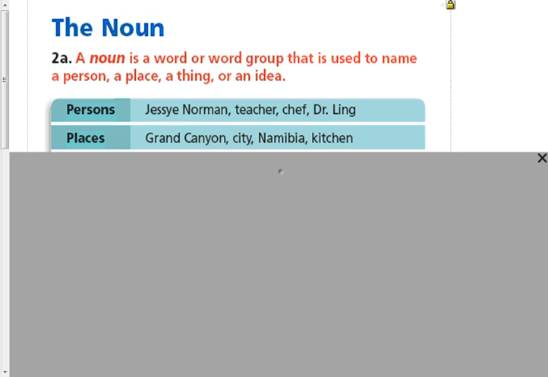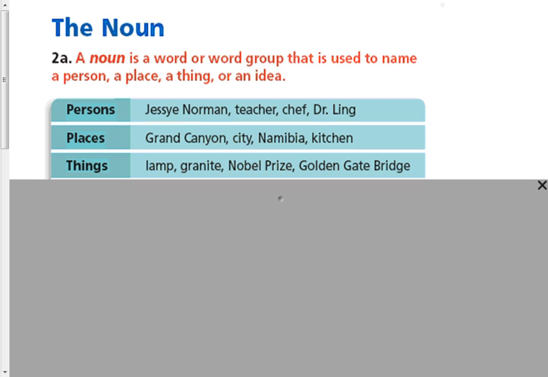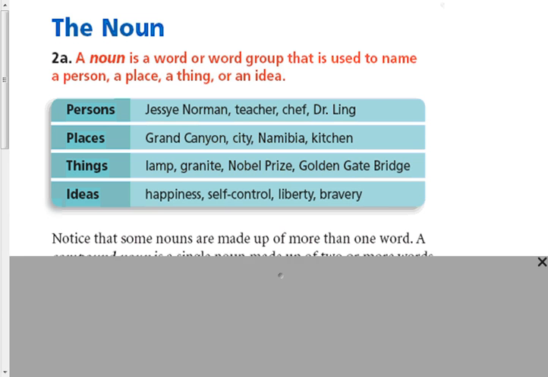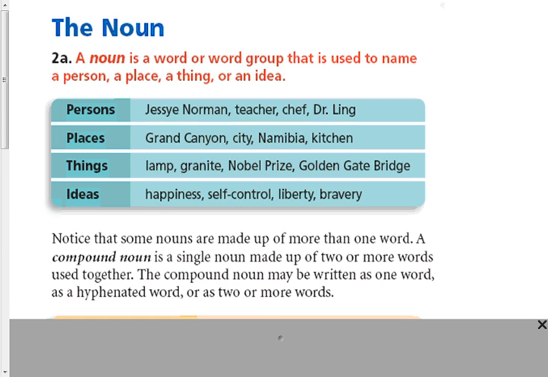Places: the Grand Canyon, a city, Namibia, kitchen. Things: lamp, granite, Nobel Prize, Golden Gate Bridge. And finally, ideas: happiness, self-control, liberty, bravery. These aren't people, places, or things that you can go to or see, but they're more ideas, something that's inward instead of outward.